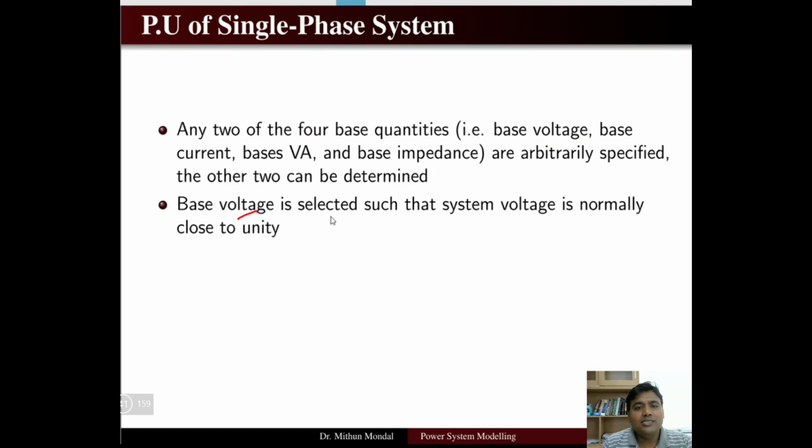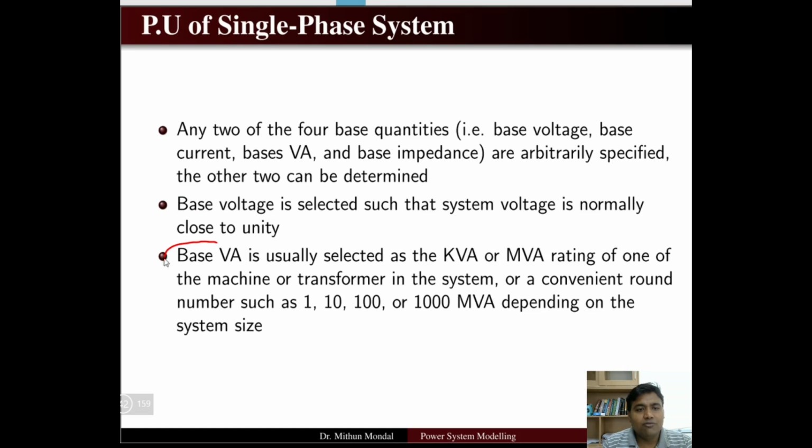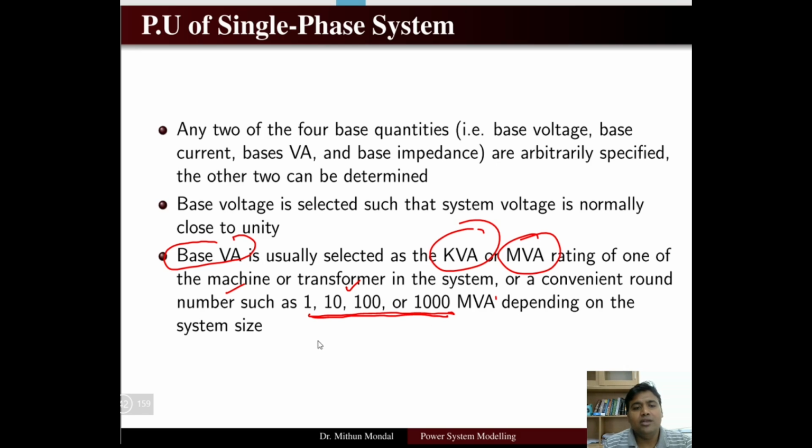Base value is selected such that the system voltage is normally close to unity. So there is a way by which we choose the base voltage of the system. Base voltage is chosen so that it is equal to the system voltage. And base power, that is in volt ampere, is usually selected in the kVA range or MVA rating of any one of the machines or transformers, or it is convenient to go with 1, 10, 100 or 1000 MVA depending upon the system size.